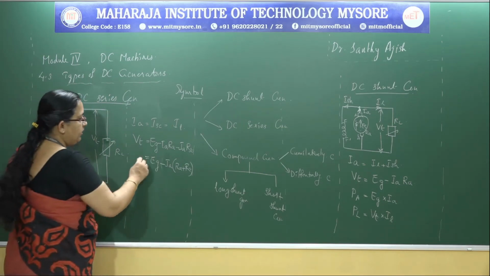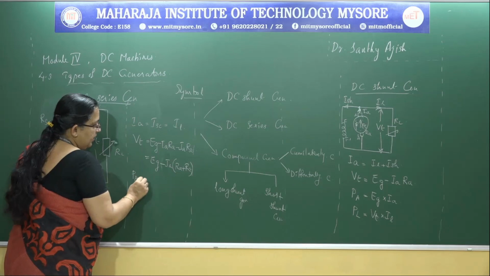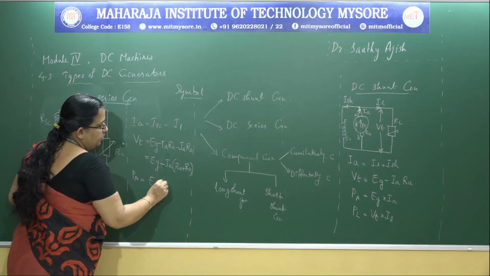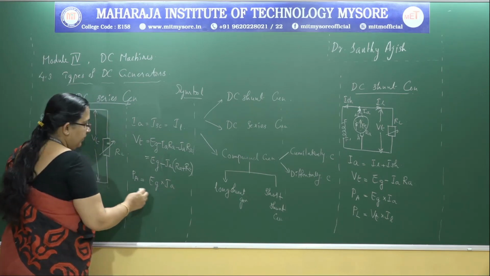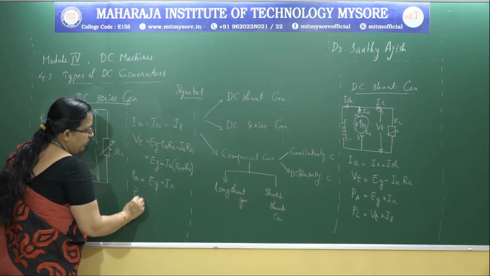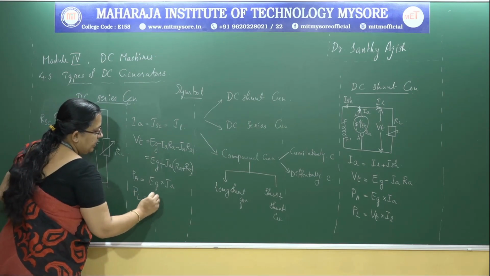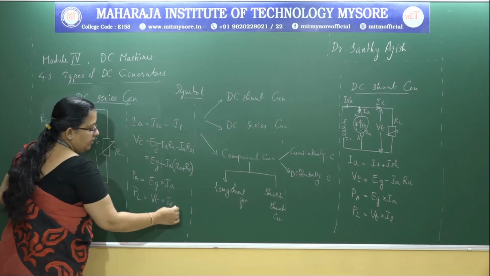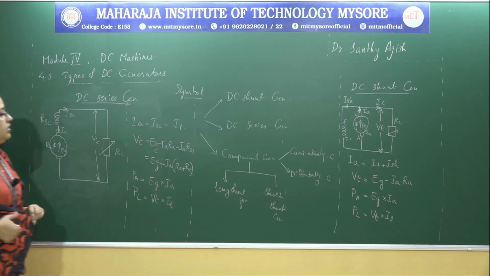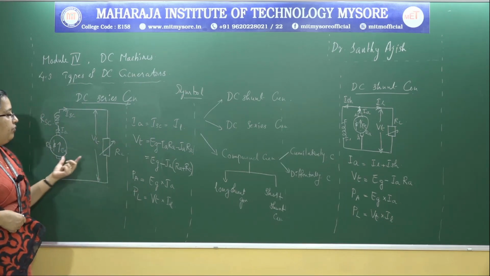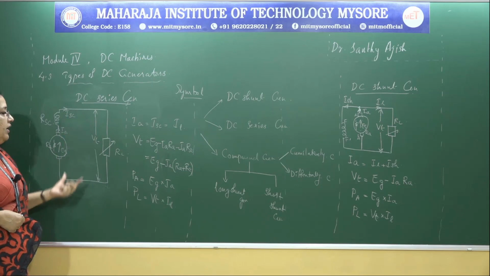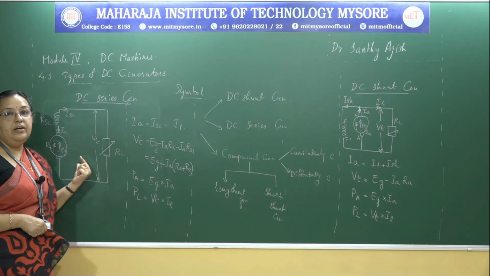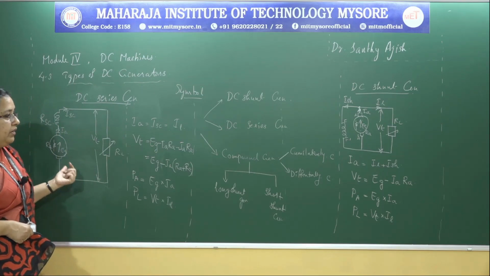Now how can I write the equation for power developed across the armature PA? Armature power is EG into IA, and power developed across the load will again be VT into IA, which is the same as IL. So both are one and the same. So these are the equations which I can write for the DC series generator, wherein the winding is connected in series with the armature.